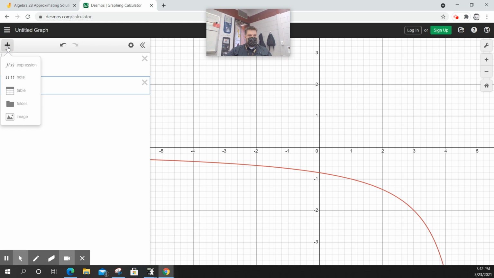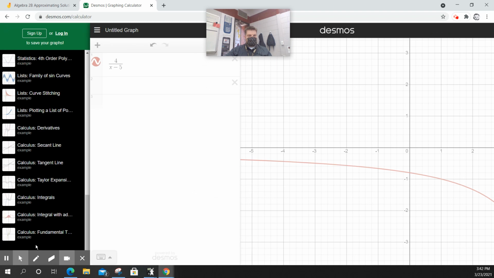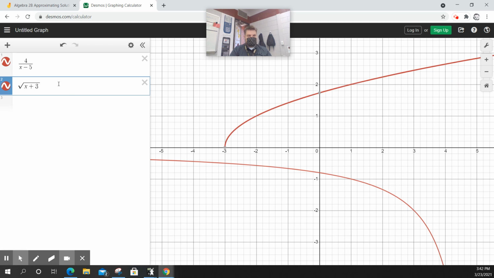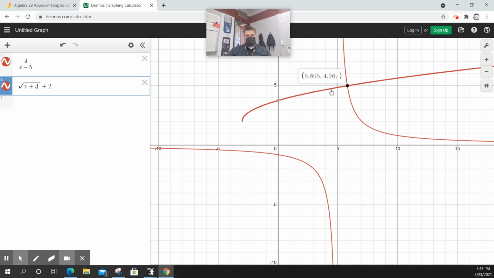Can I do this image expression? X plus 3 plus 2. So this is where it crosses right here. Now I'm going to change the colors a little bit because it's throwing me off a little.